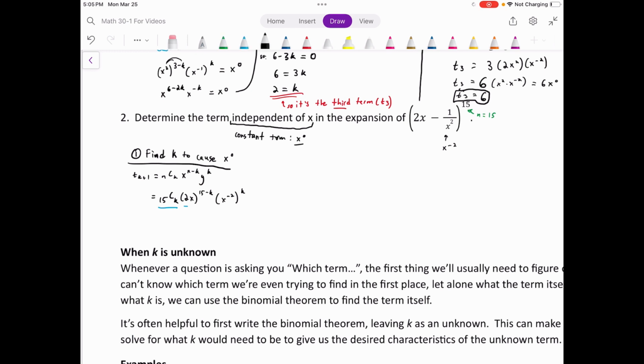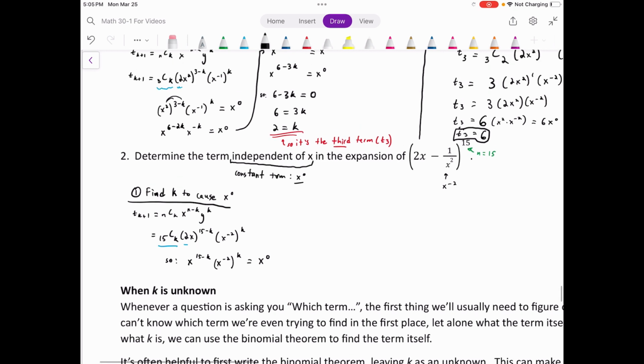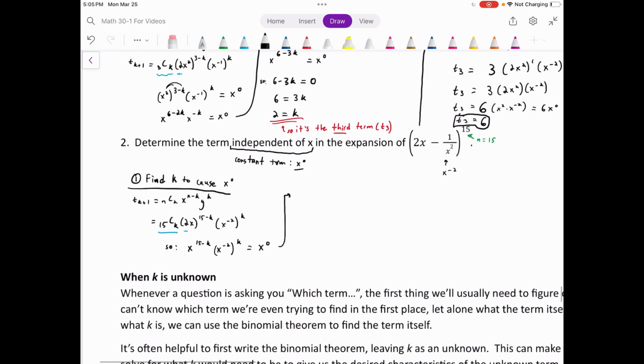So what we're really interested in here is the fact that we have x to the power of 15 minus k times x to the negative 2 to the power of k. And we need that to give us overall x to the power of 0 in order to find our constant term. So let's work on solving this exponential equation. Notice the only thing we don't know here is k. We can solve for k. We also don't know x, but when solving an exponential equation, we can still work with that because we'll get x to the power of something equals x to the power of 0, and then that something must equal 0.